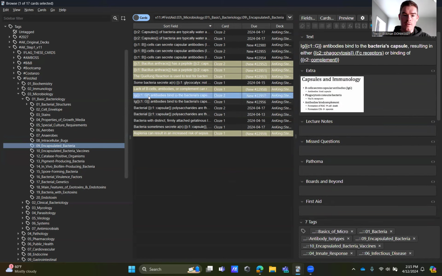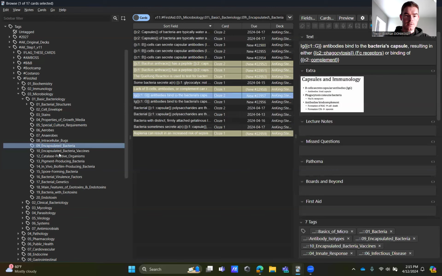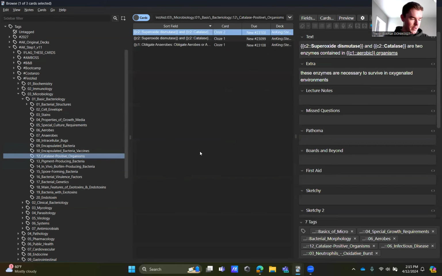And then you're going to come down here, and then the IgG antibody down. You want all of it except that last card. And then we're going to just ignore that next section. We're going to go into 12 here. And in 12, you want to grab all three.